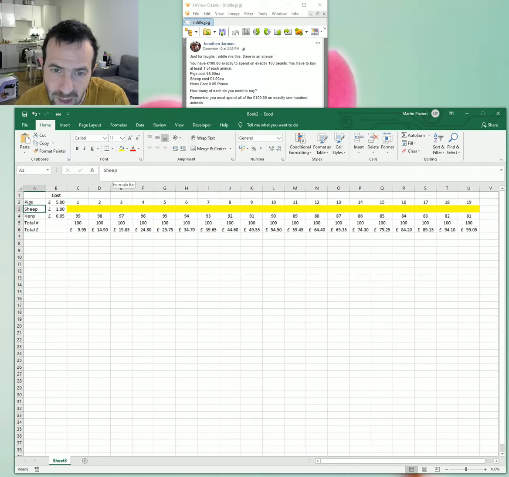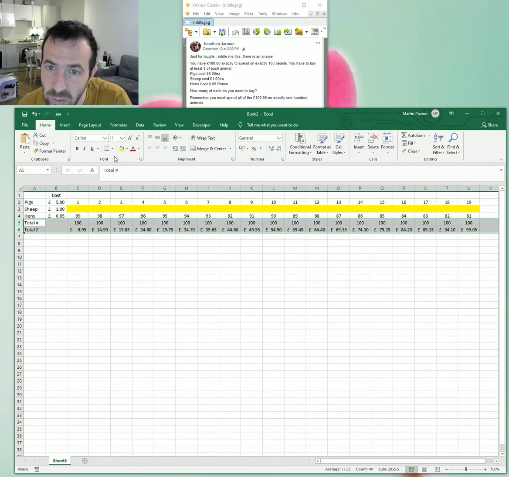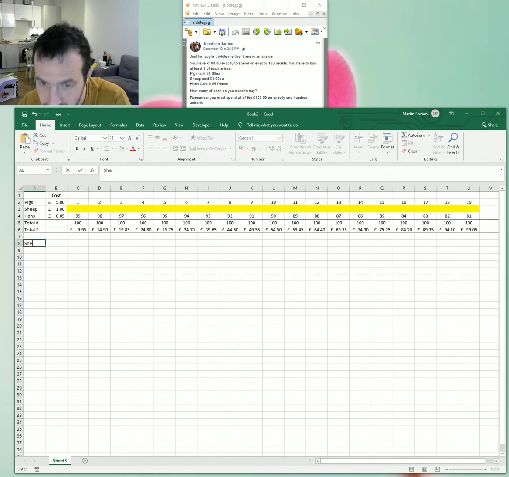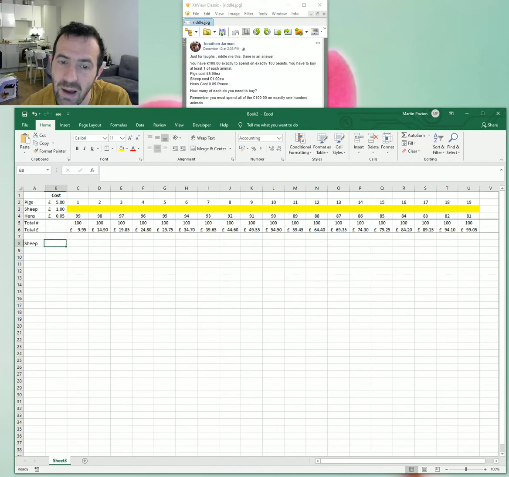Okay, so now we need to work out how many sheep we're going to need so that these totals in here both add up to 100 beasts and £100. Okay, so here's how I did it. I just guessed basically. I realised there's only going to be a certain number. So we'll set up here number of sheep. I'm going to stick it at 0 just for now. Obviously we need to have at least one. And it's not a pound value, it's just a number value.